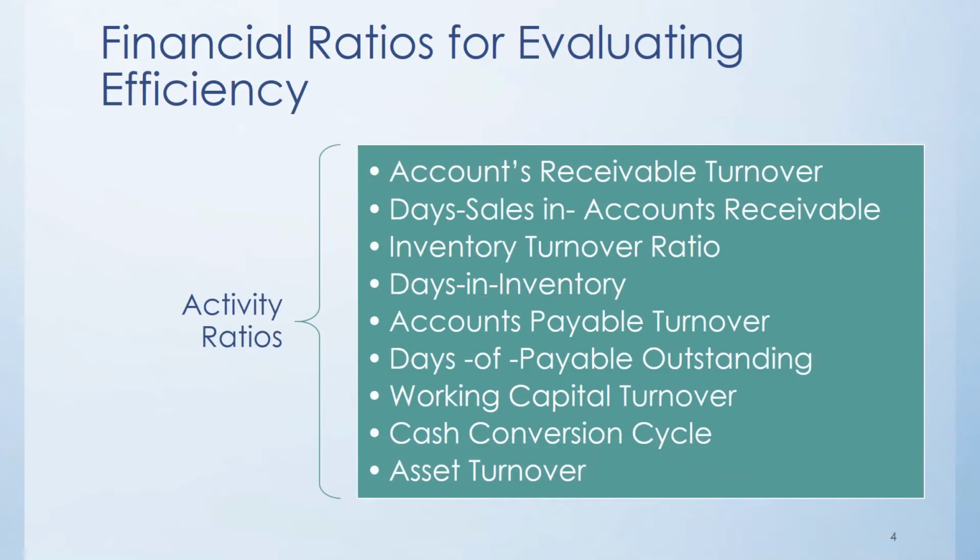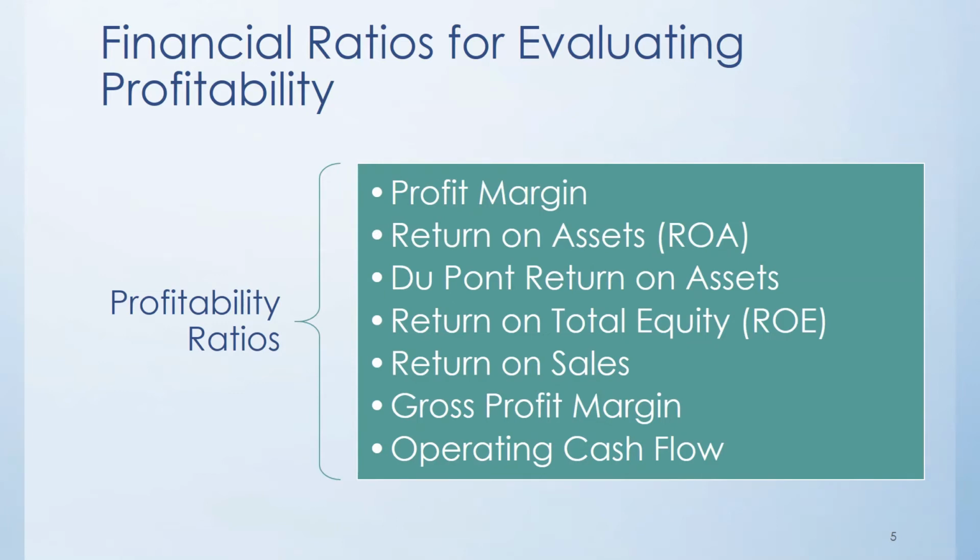The next category is activity ratios. Activity ratios are the financial ratios for evaluating the efficiency of the companies. We can say that activity ratios help in measuring how efficiently the management is using the assets of the companies. There are different types of financial ratios under activity ratios, such as accounts receivable turnover, days sales in accounts receivable, working capital turnover, inventory turnover ratio, days in inventory, accounts payable turnover, days of payable outstanding, cash conversion cycle, asset turnover.